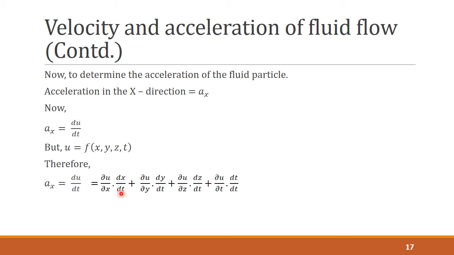Now dx by dt is nothing but u, dy by dt is nothing but v, dz by dt is nothing but w and dt by dt is 1. So rearranging, I will be able to get ax as equal to u dou u by dou x plus v dou u by dou y plus w dou u by dou z plus dou u by dou t. This is ax. Similarly, I will be able to find out the acceleration components in the y and z directions.